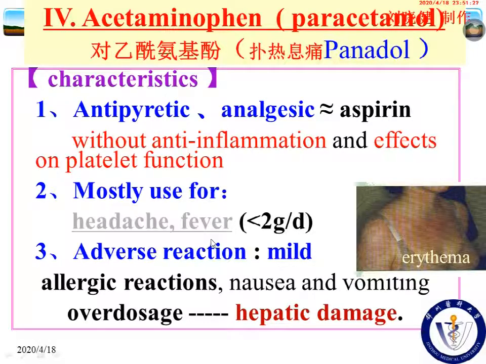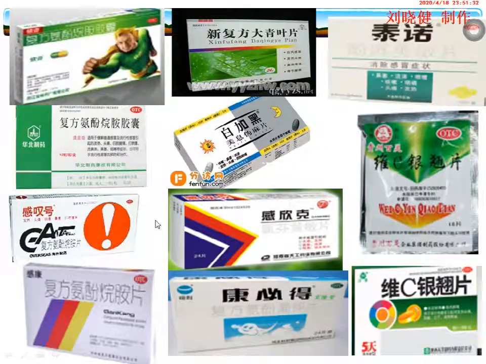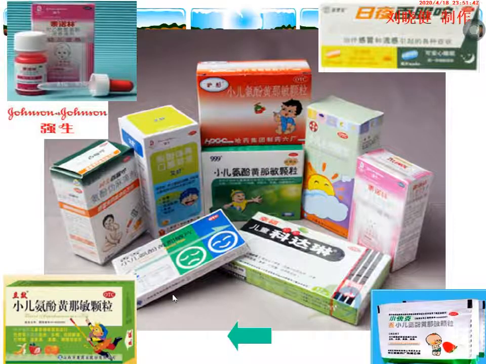Although this is relatively safe, actually this drug is very commonly used in our daily life. Here in China, the compounds used to treat cold contain acetaminophen. And because it is safer than aspirin, in the treatment of fever in children, it is very commonly used.